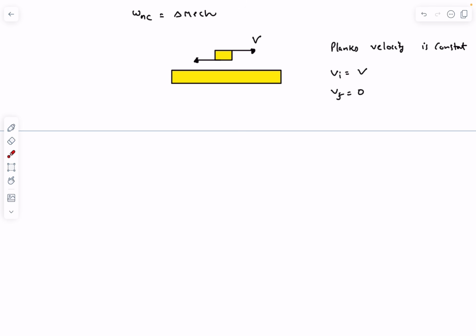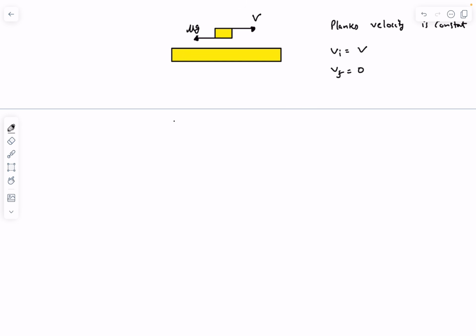Now when the block is slipping on the plank, throughout the friction force will be mu mg, right? So the deceleration of the block is mu g. Now we can write v squared minus u squared equals 2a times the displacement. So the relative displacement of the block on the plank is v squared by 2 mu g.